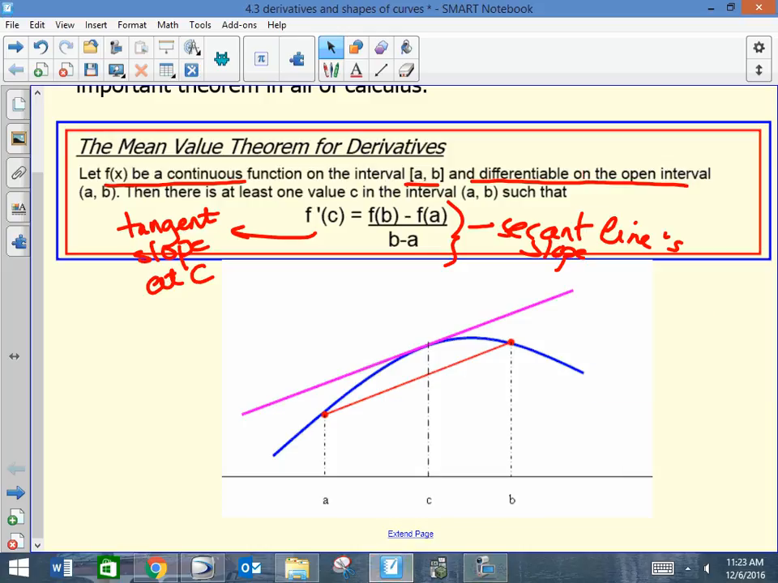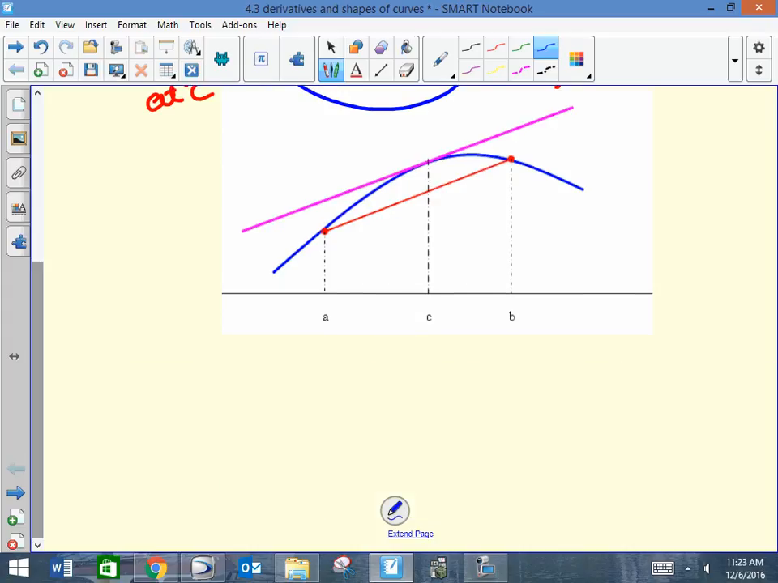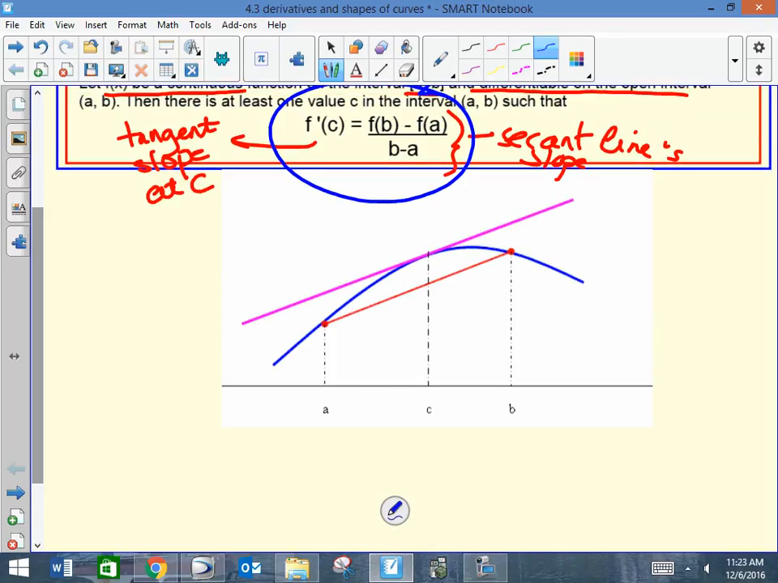All right. So basically, you need to remember this as being the mean value theorem. Okay? All right. Now, what does it mean? No pun intended there. What it means is that you have a line right here.